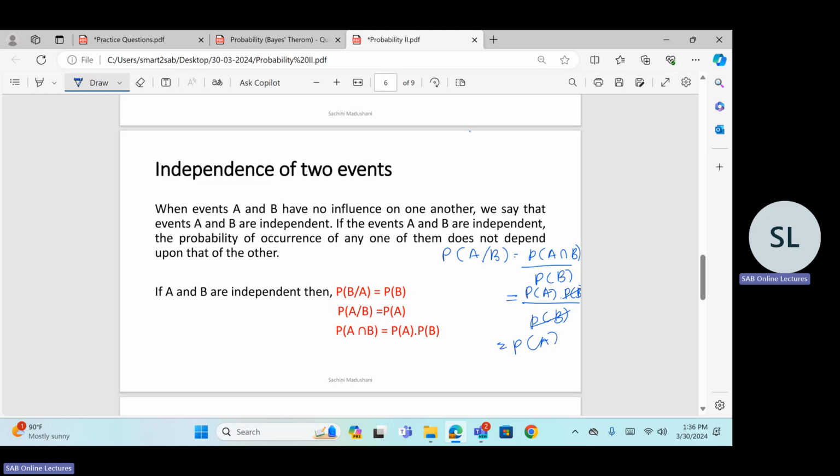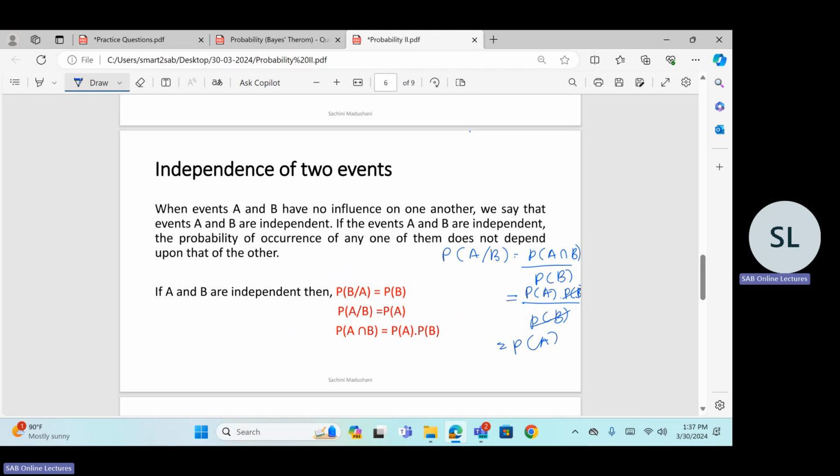Understood? Then A given B. What is the second event here? A. It is equal to the probability of A. Understood? Okay, only these three are applicable if A and B are independent.